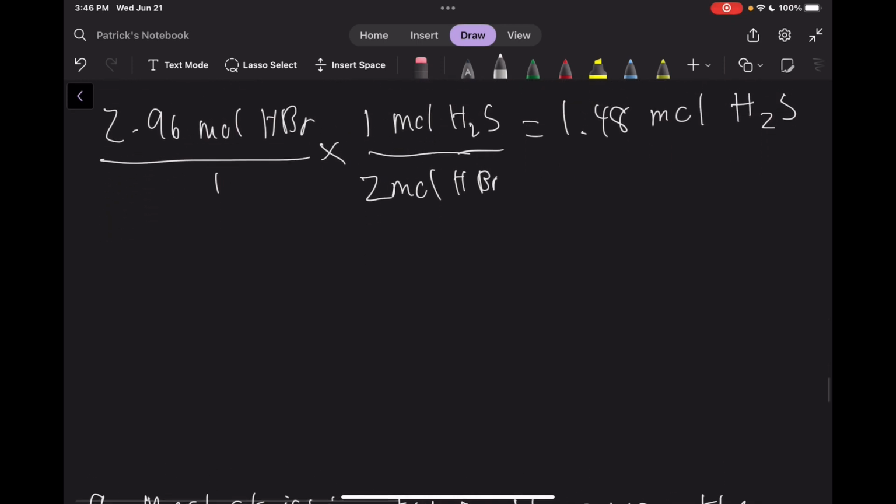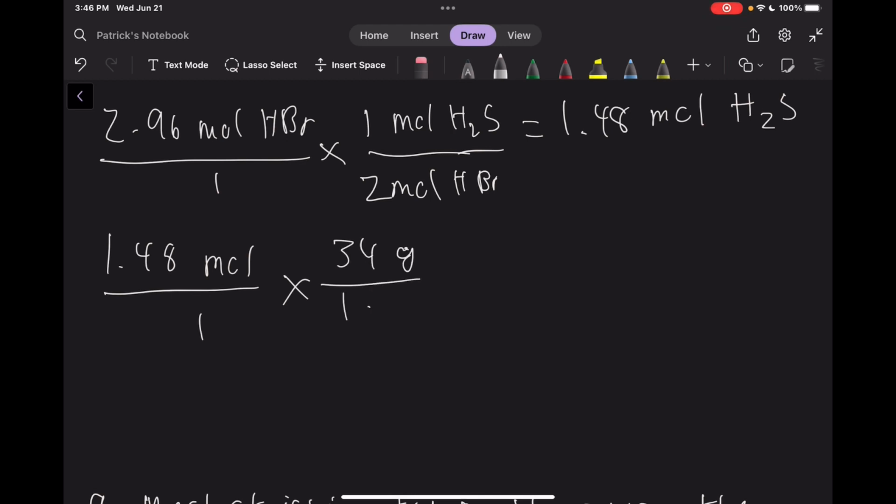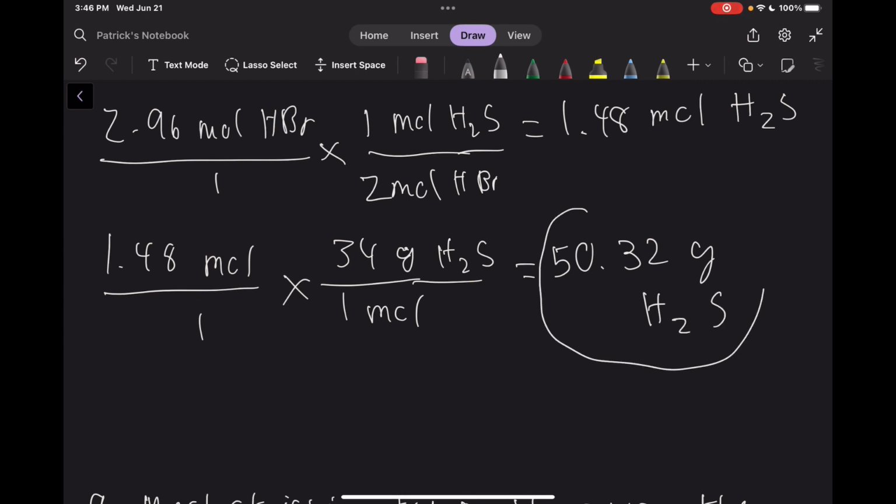Our last step is to multiply 1.48 by 34, which is the approximate molar mass of hydrogen sulfide. The final answer is 50.32 grams of hydrogen sulfide.